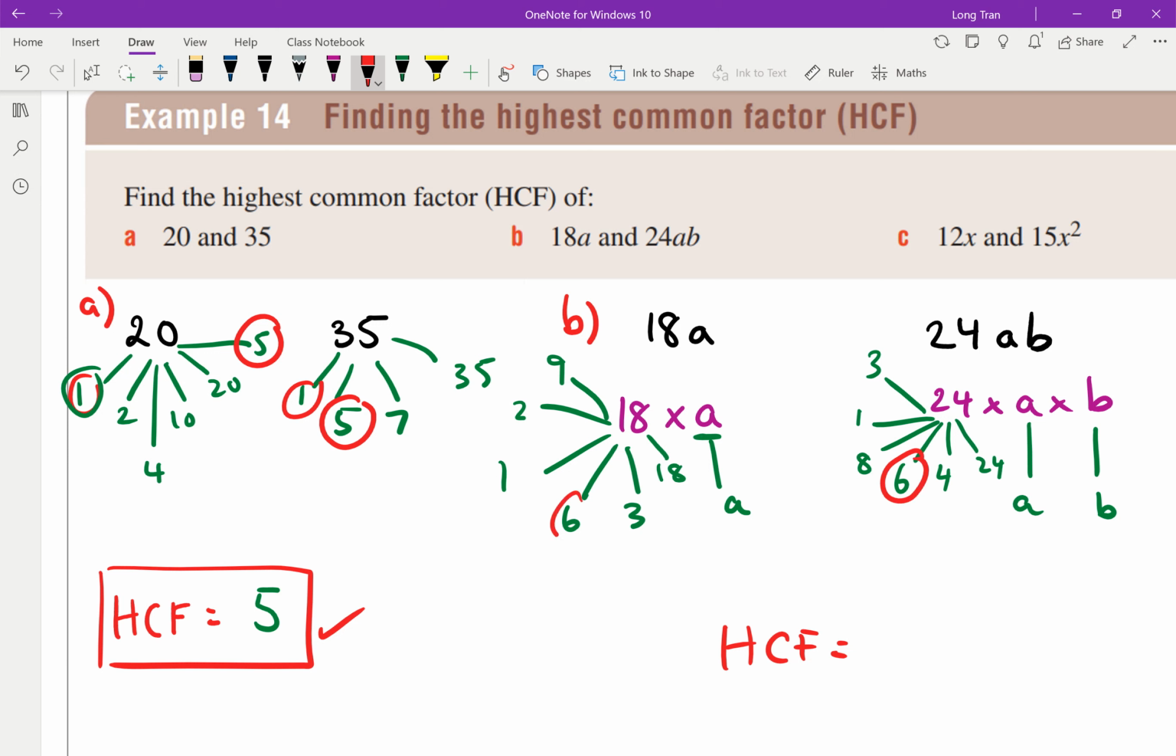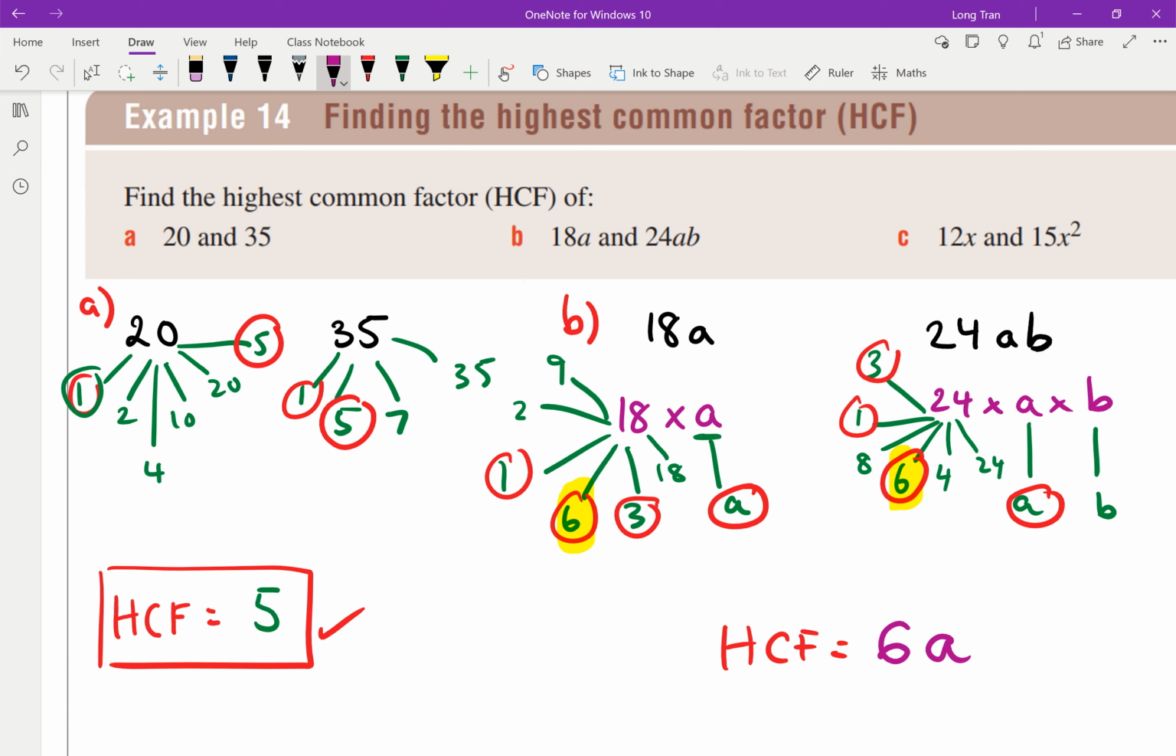They've got a 1. They both have a 3. What else? There's something else: the A. They both have the A. When you say highest common factor, I know that definitely 6 is the highest number, but I don't know what A is. So that's why I have to include it as well. The answer is 6A. That's the highest common factor in this group. That's the difference between B and A.